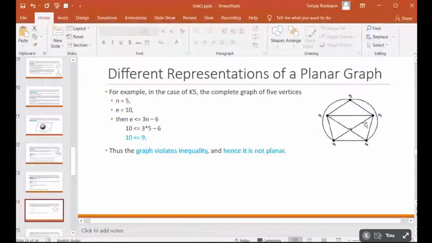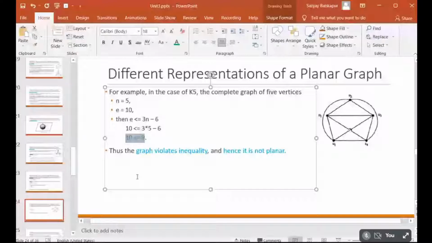What we just saw: first we proved a theorem for the number of regions for any representation of a given connected planar graph, and we figured out how to calculate the regions. Now with that knowledge, we went to a corollary that for a simple connected planar graph, these two inequalities should hold good. Using the equation, I just took the number of edges and vertices, and it violates the inequality. Hence, the graph is not planar.